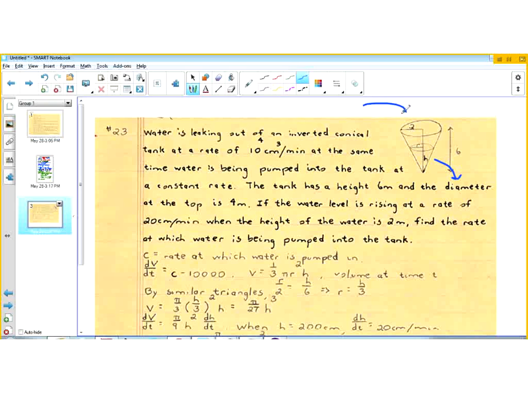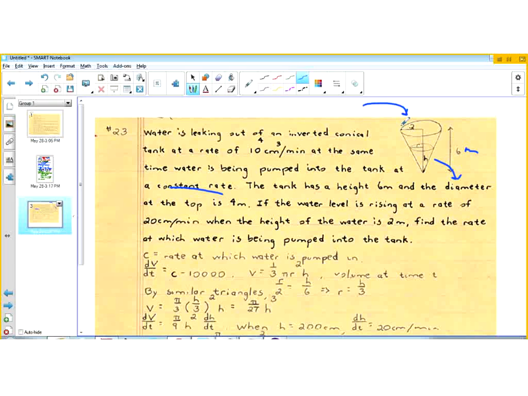Okay, so you've got an outflow, right? And at the same time, you've got an inflow of water. It's being pumped into the tank at a constant rate. So I guess we're not given that inflow. Okay, and so the tank has a height of 6 meters.